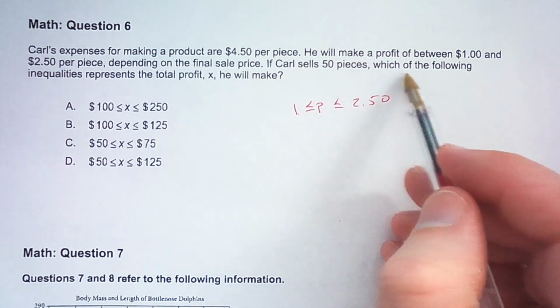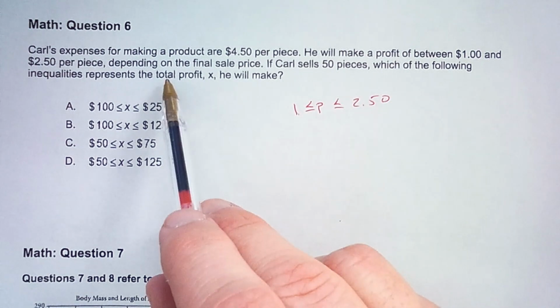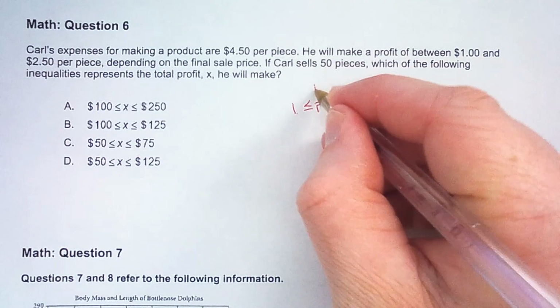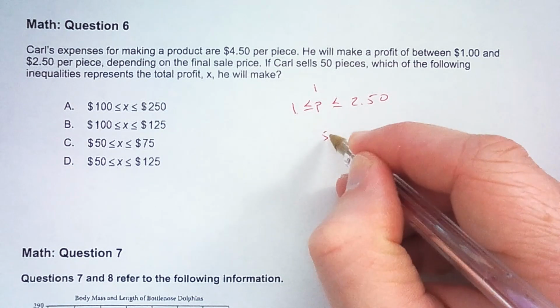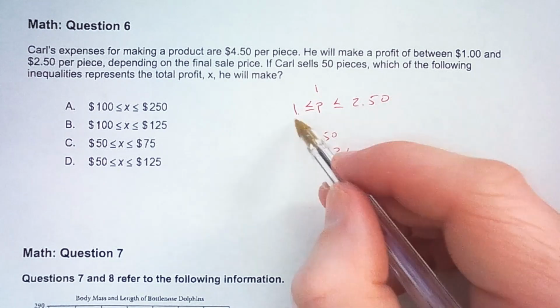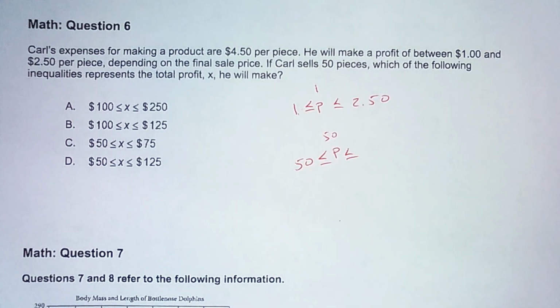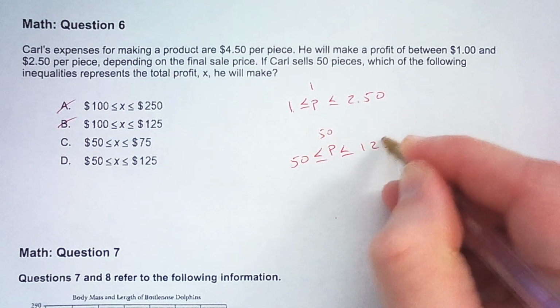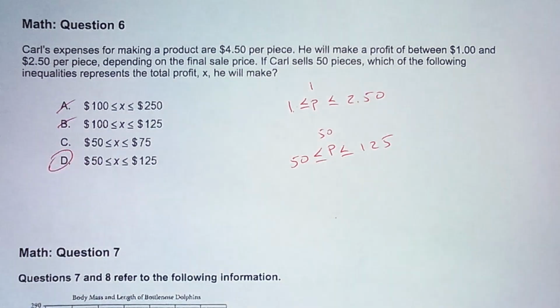But what if Carl sells 50 pieces? Which of the following inequalities represents the total profit that he will make? Okay, so this is for 1. For 50, we can multiply these numbers by 50. 1 times 50 is 50. Okay, that eliminates A and B. And then $2.50 times 50 is $125. So it looks like option D is correct.